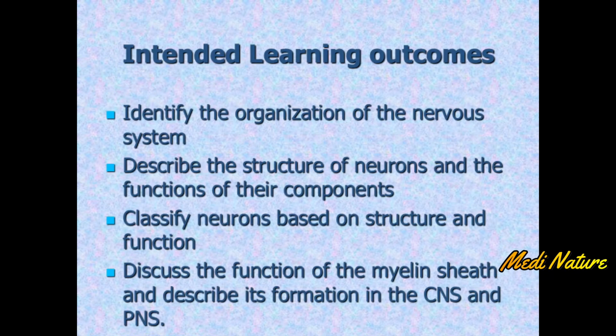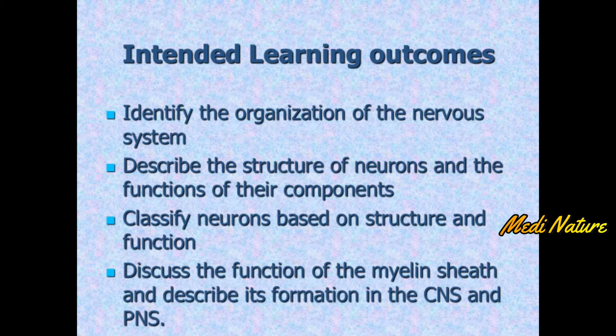At the end of this lecture, which is on the introduction of the nervous system, you should know the organization of the nervous system and the structure of neurons and also their functions and their components. You should know how to classify neurons based on their function and structure. And also, you should know the function of the myelin sheath and describe its formation in the central nervous system and peripheral nervous system.